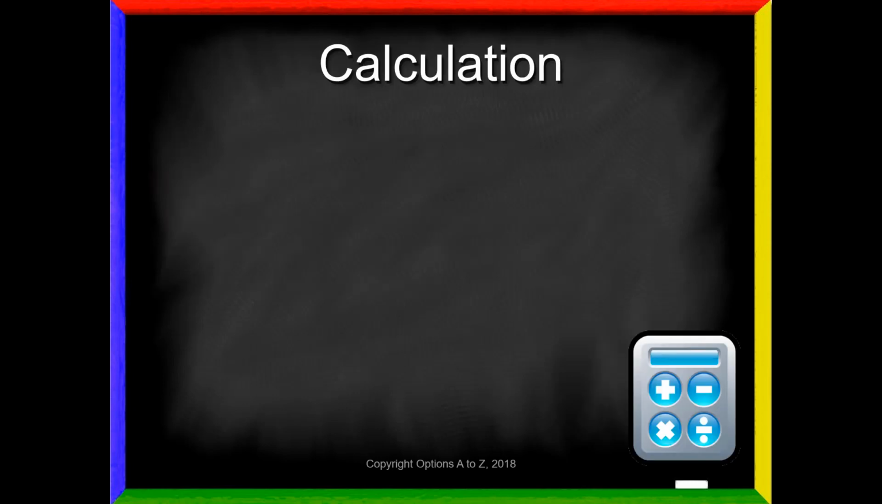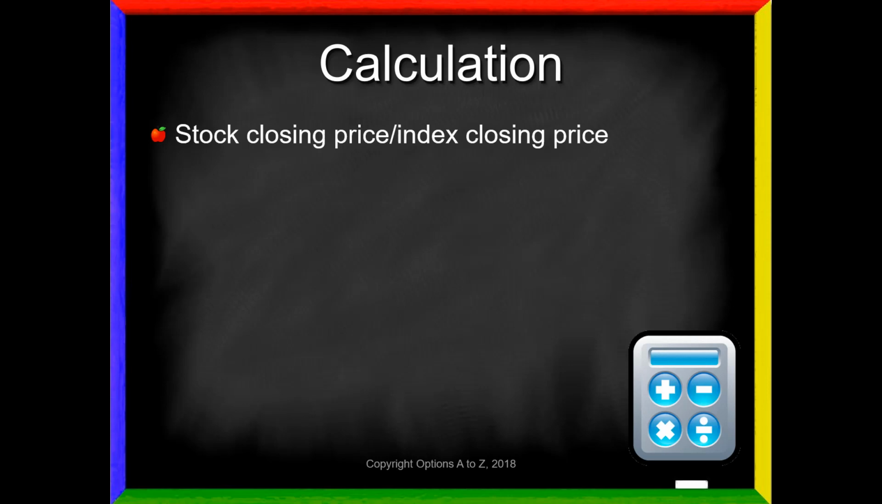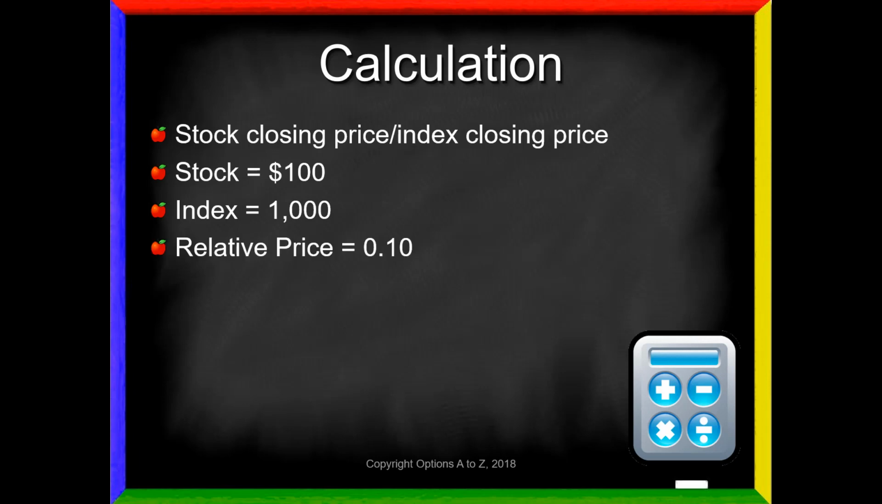While it might sound fairly technical, this is probably the easiest calculation you will ever see for any technical indicator. It is very simply the stock closing price divided by the index closing price, or whatever you're comparing it to. If you're comparing it to another stock, you would take the two stock closing prices. But for this example, I'm going to assume we're looking at an index. Let's say the stock is trading for 100, and our hypothetical index, just for ease of numbers, is trading at 1,000. The relative price is 10%, or 0.10.